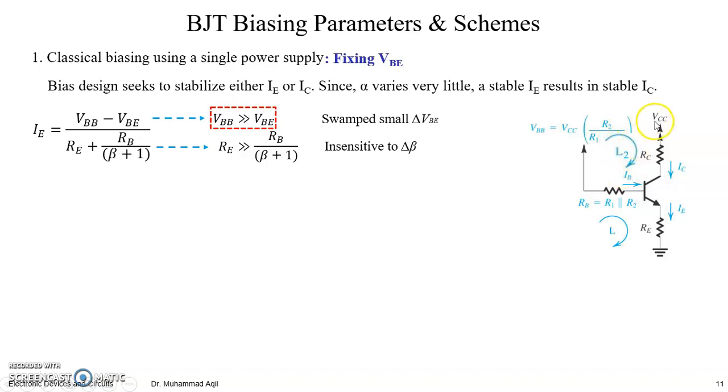Writing a loop equation at this side, we know that Kirchhoff's voltage law says that VCC, VRC, VCB, VRB, and VBB are in this loop. So we can write the equation as VCC minus VBB is equal to VRC plus VCB. Of course, there would be VRB here as well.